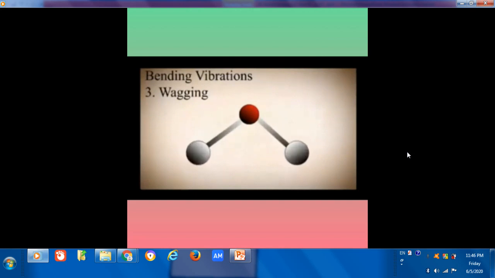This is wagging, out of plane wagging deformation. In this kind, the bending of two atoms move up and below the plane with respect to the central atom. Two atoms move up and below the plane with respect to the central atom. Wagging.